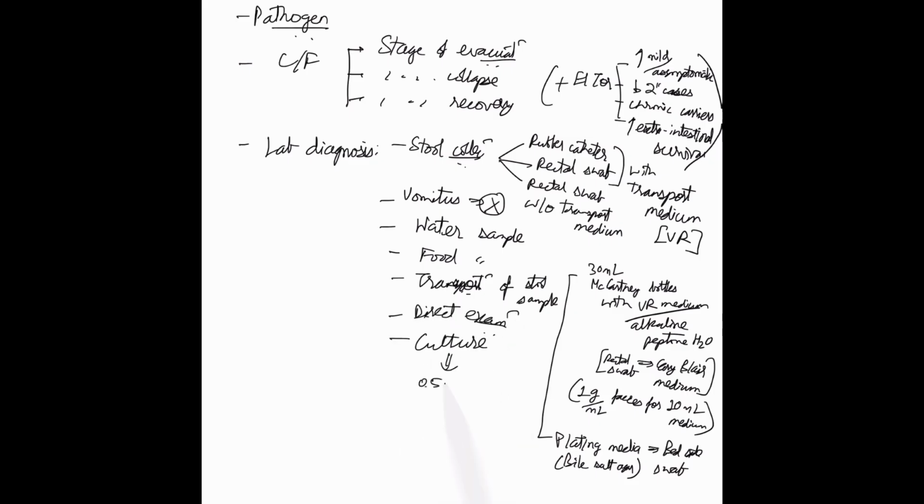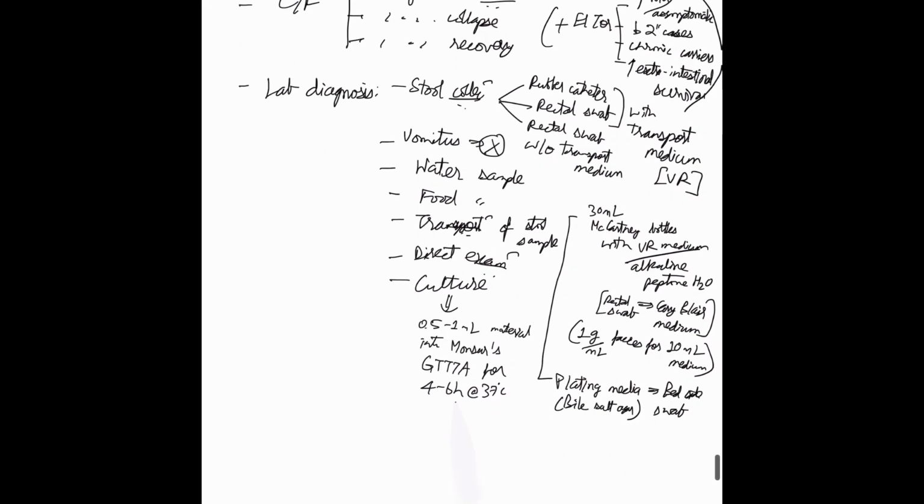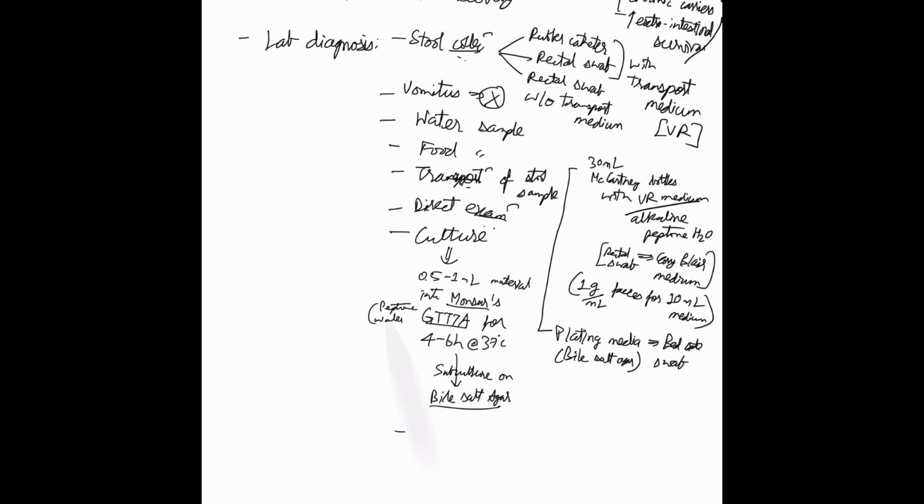Then you have direct examination of bacilli and culture to take 0.5 to 1 ml of the material into Monsur's GTTA, also known as peptone water telluride, for 4 to 6 hours at 37 degrees Celsius. Then you subculture the same on bile salt agar. You characterize the bacilli according to the gram stain, the motility, and serology. And then by other biochemical tests and further characterization.